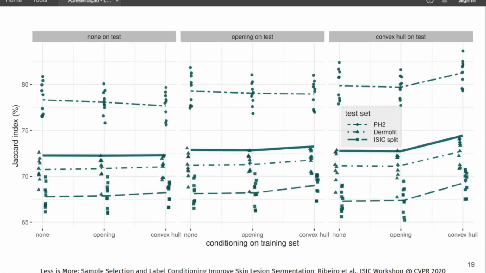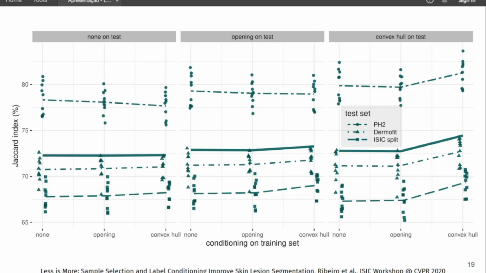In the second figure, we present an interaction plot highlighting the effect of label conditioning for train and test phases. The format of this plot is the same as before. We have the conditionings during test, we have the conditionings during training, and we have all the three test datasets. Note that for this plot, we only consider the runs with the best samples.